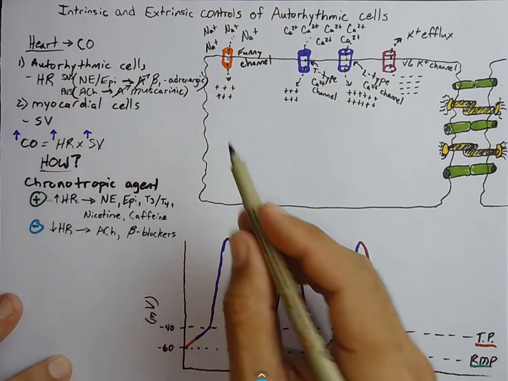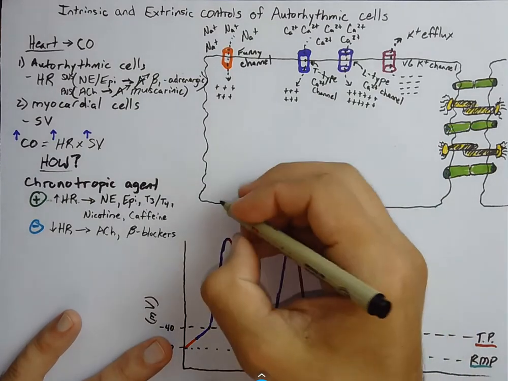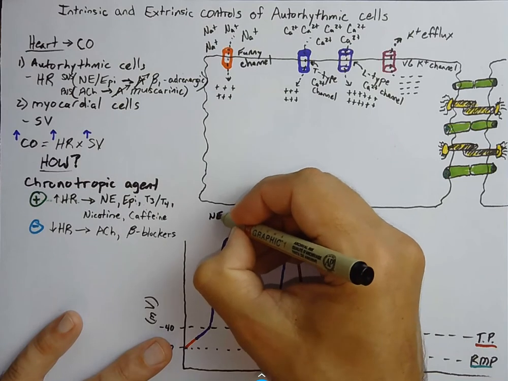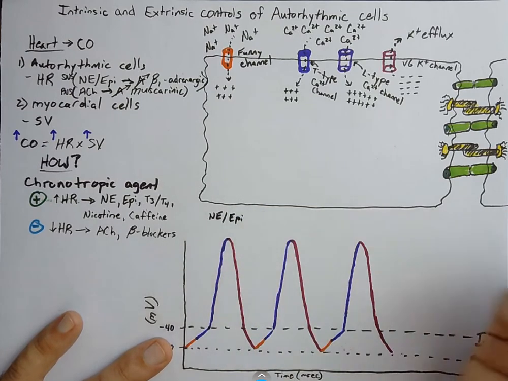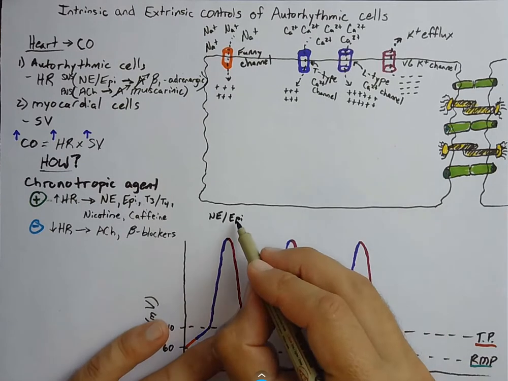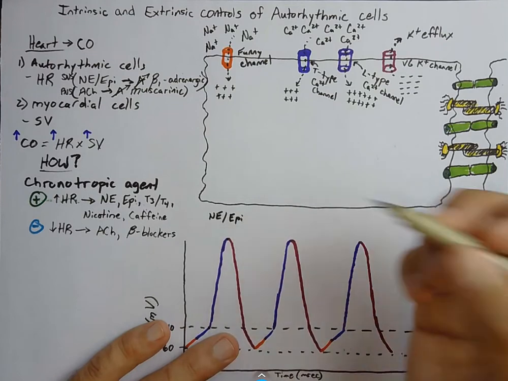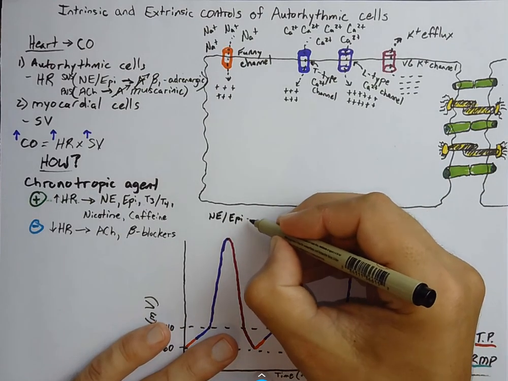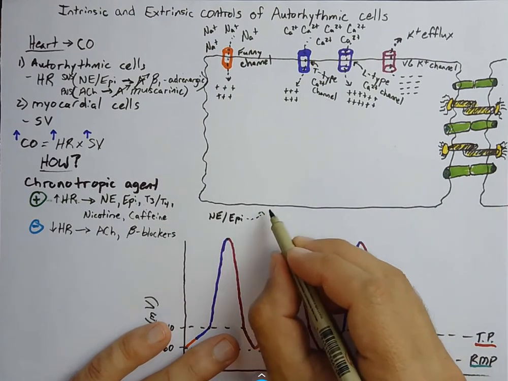How do we increase the heart rate? Well, what do we know? We know that norepinephrine and epinephrine can increase the heart rate. So write that down. We know that norepinephrine or epinephrine can increase the heart rate. So let's start there. This chemical, neurotransmitter, neurohormone, whichever one it's acting as at a time, is going to move to the cell membrane.